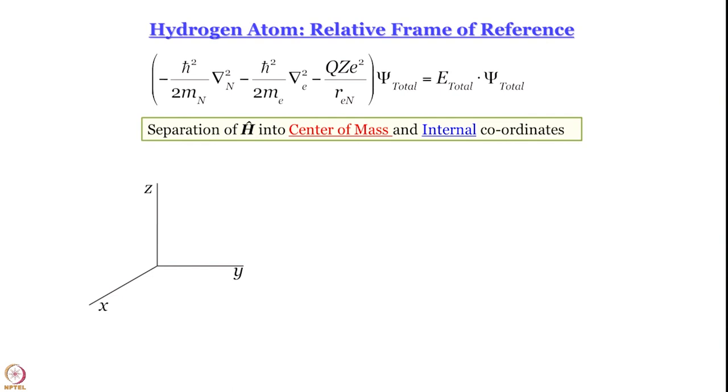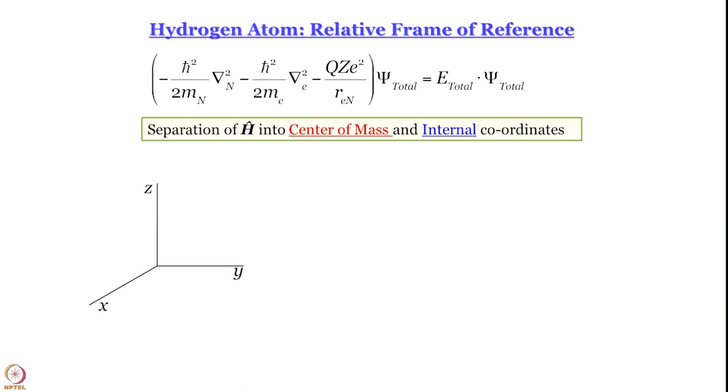If you think of, let us say, the earth and sun combined, are they only moving about each other? The entire solar system is moving. The entire galaxy is moving, yeah. So, that motion has to be separated. Unless we separate, we will have too many terms and we will not be able to solve it. So, we have to separate the Hamiltonian into center of mass and internal coordinates.